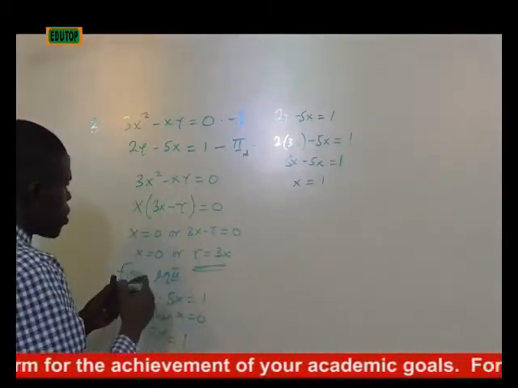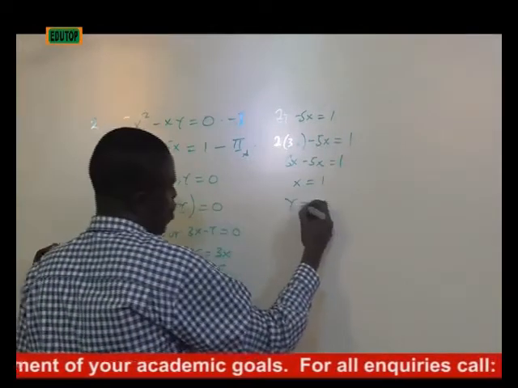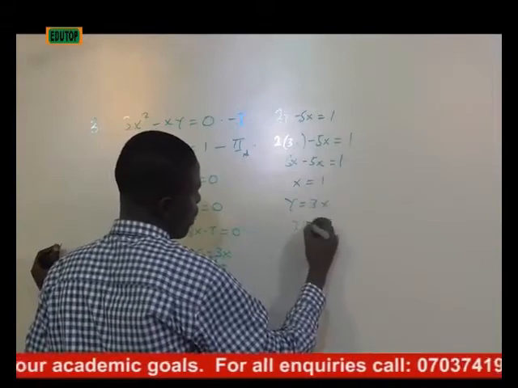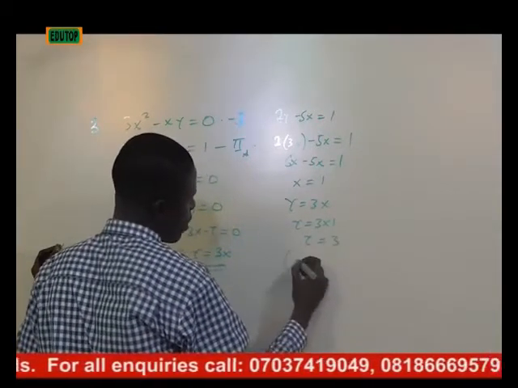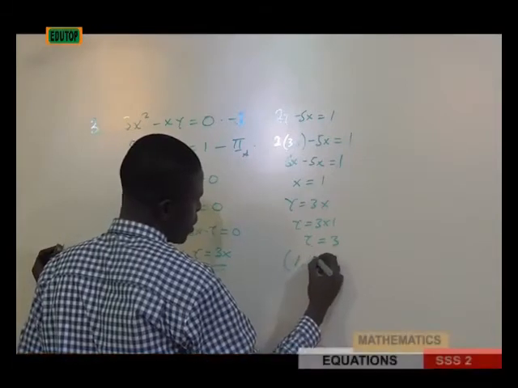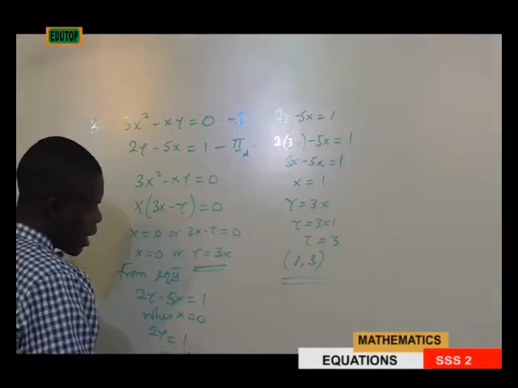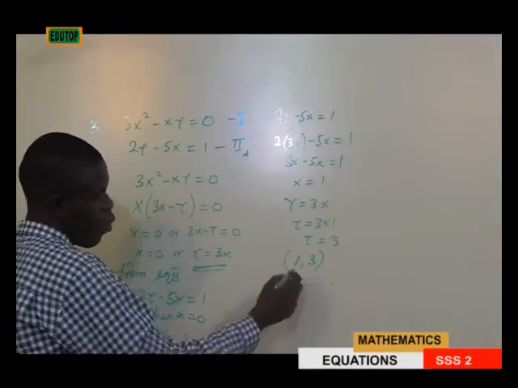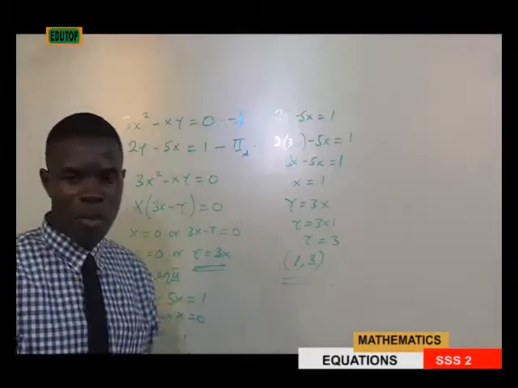And when my x is 1, what is now the value of my y? From here, y equals 3x. When my x is 1, definitely my y will be 3. So we have the second point, 1, 3. So these are the two. When x is 0, y is half. When x is 1, y is 3. So that is two critical points.